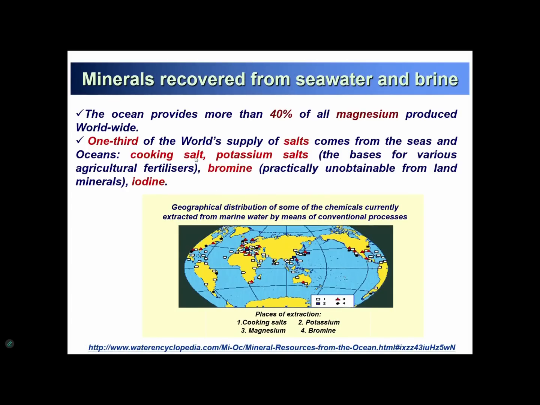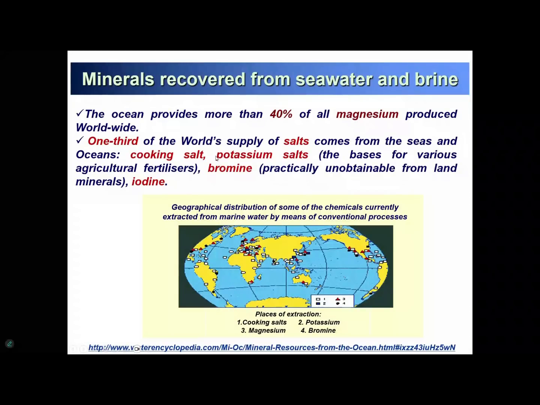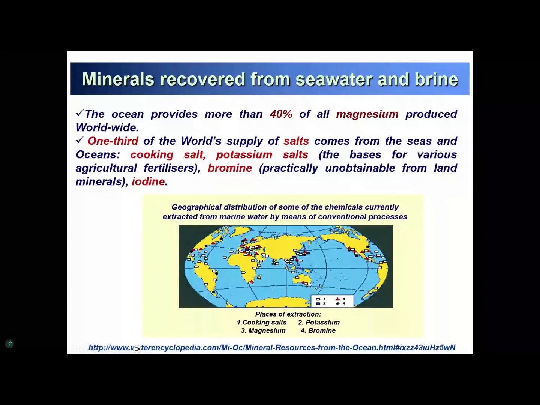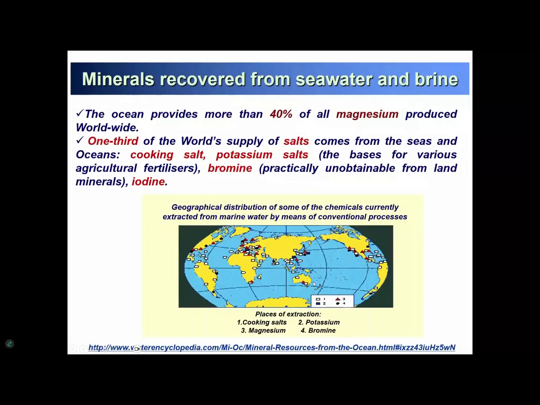A lot of people are utilizing the brine mining. So you can see the ocean provides 40% of all magnesium, and one third of the water supply salt comes from seas and oceans. So cooking salt, potassium salt, bromine, and iodine. So you can see the cooking salt. So this is number one. So there is a lot of cooking salt from the seawater, even in Australia.